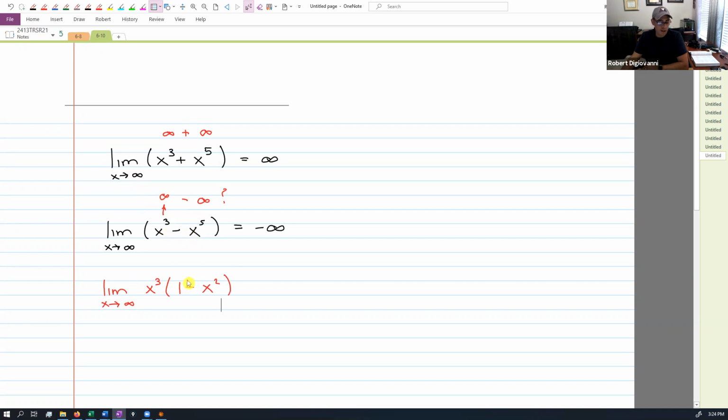So I can factor an x cubed out of each one. And the benefit of doing that is that now I have multiplication. And so I know this becomes infinite. And then be real careful here. What's one take away an infinitely large number squared?